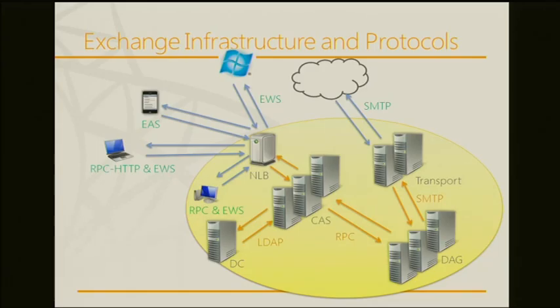Matt, where does OWA sit in this picture? So the question was, where does OWA sit in this picture? OWA is on the client access servers. And so there are RPCs or EWS calls happening in OWA at the client access server level back to the mailbox server. But all the communication between the CAS server and the back-end mailbox servers is via RPC. And again, this is Exchange 2010 that we're talking about.